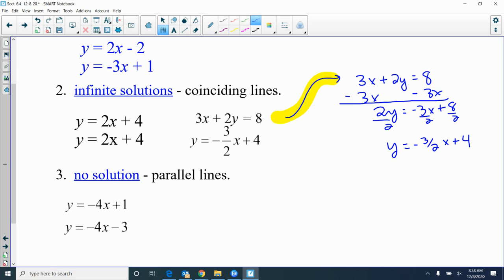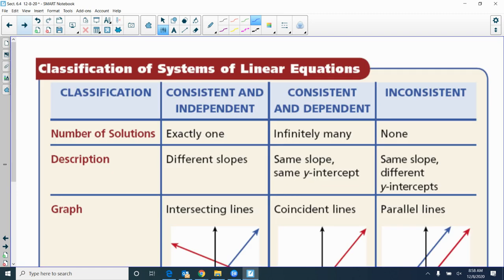Well, if I just give you the case, you should be able to look at them and tell me whether they're infinite or no solution. Okay. All right, now that's this little chart to your right.